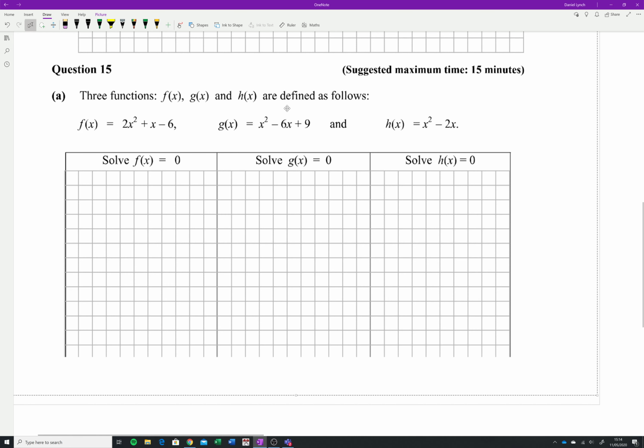There are 3 functions as defined below, and here they give you a chance to solve. So they're just asking you to solve a quadratic. F of x is 0, so just solve that quadratic, solve this quadratic, and solve that quadratic along there. They're all solved in slightly different ways, and just as a small hint, you do not have to use the quadratic formula. Very simple factorization will do.